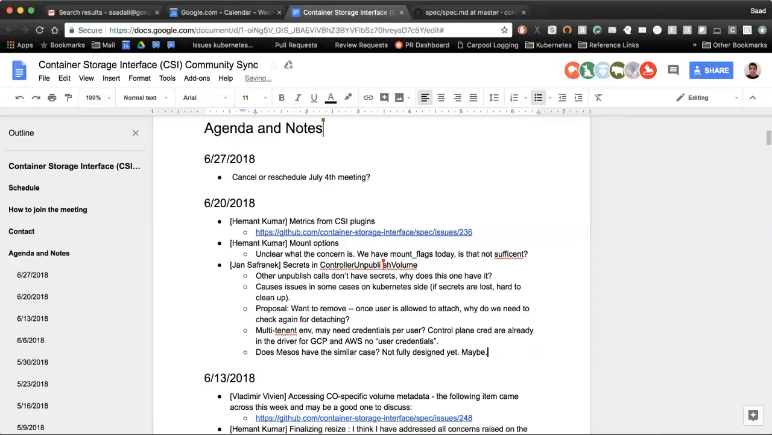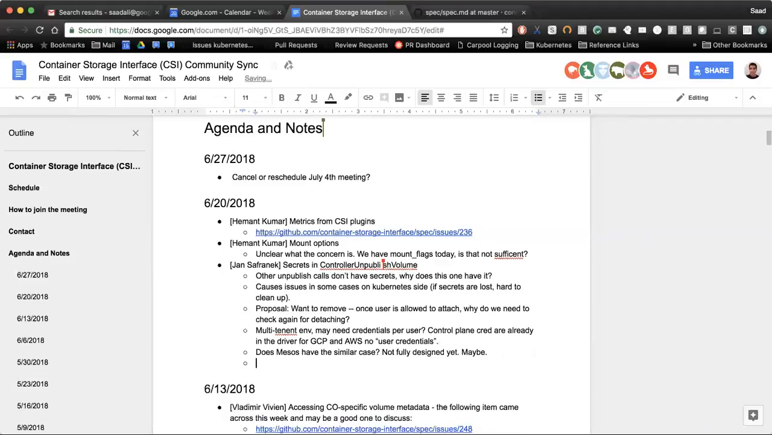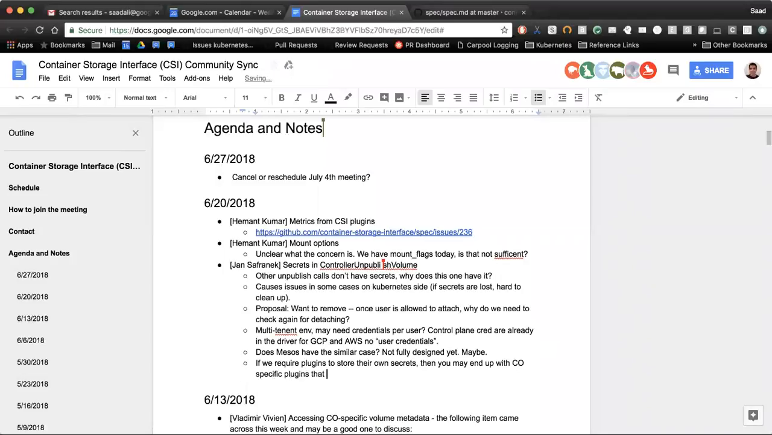Yeah. I would imagine just in general, if we require plugins to store their own secrets and we don't provide them an API in CSI to do that, then you're going to end up with a lot of CO specific plugins that, for example, call back into the Kubernetes API to go store and look stuff up, because securely storing secrets is non-trivial, right? And most COs have a way of doing it, but they're all different.